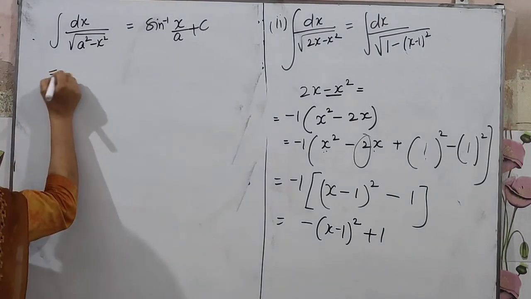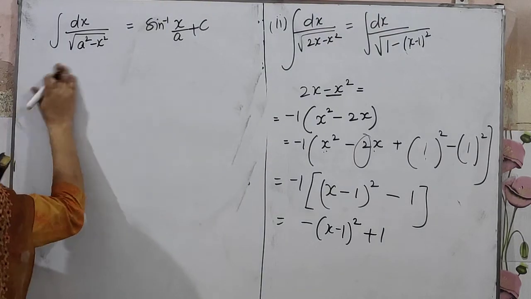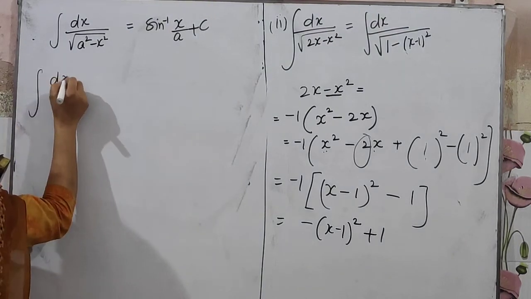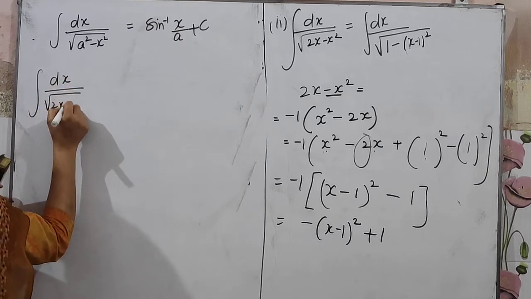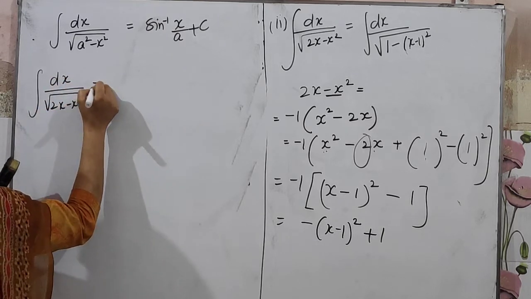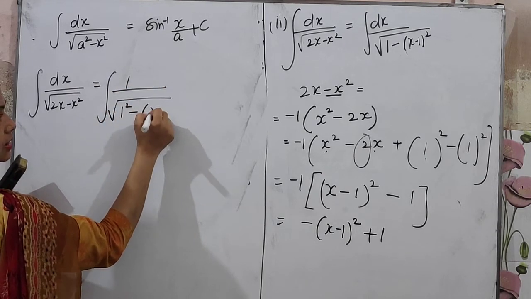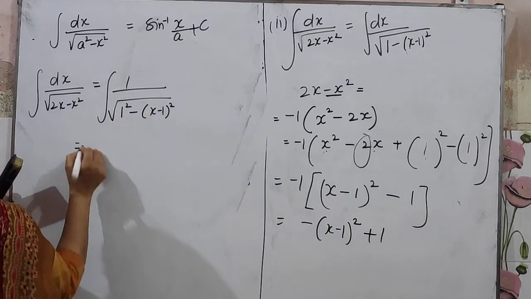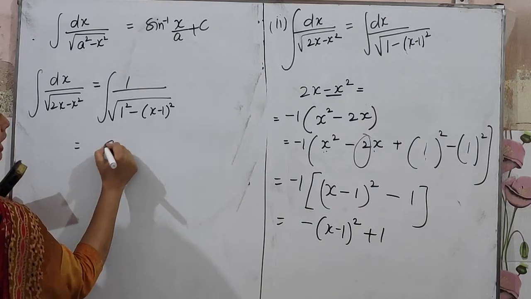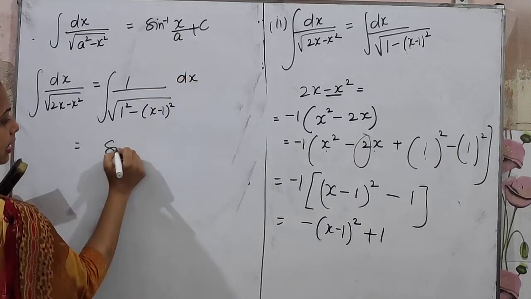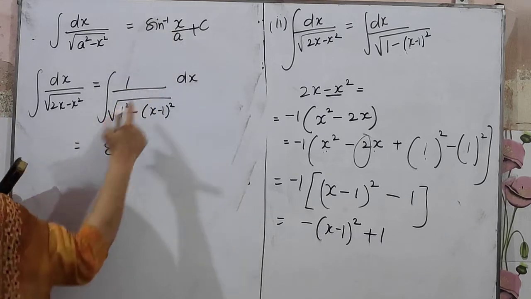We got this is equal to dx upon under root of 2x minus x square. It is equal to dx upon under root of 1 square minus x minus 1 whole square. It is equal to sine inverse. What is in place of x?